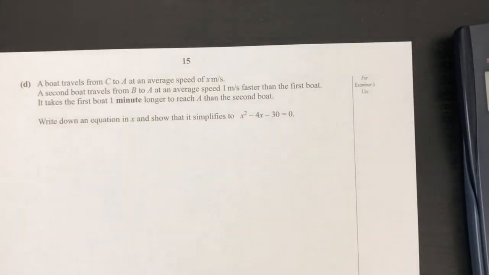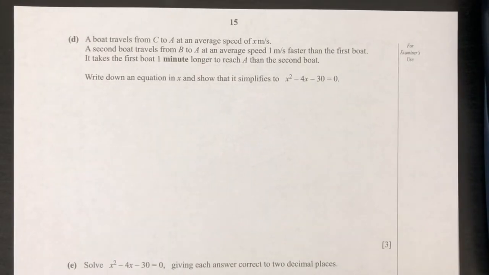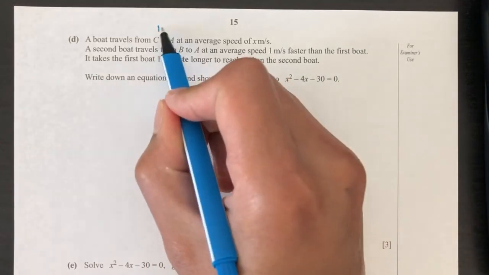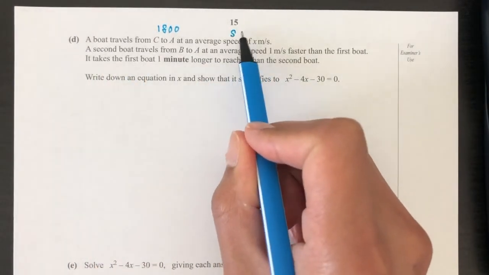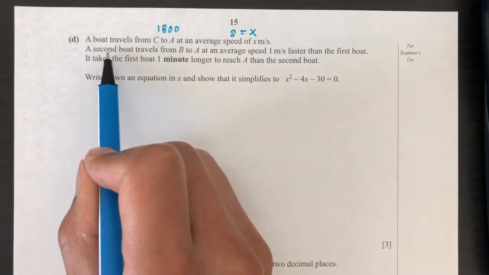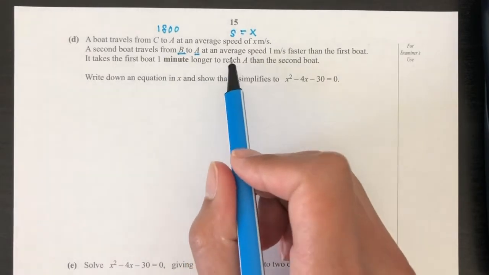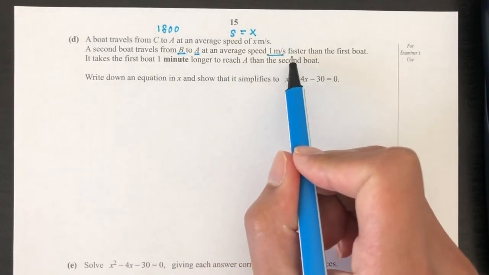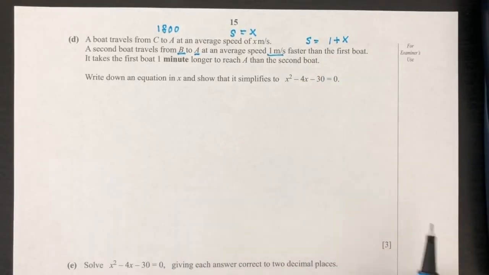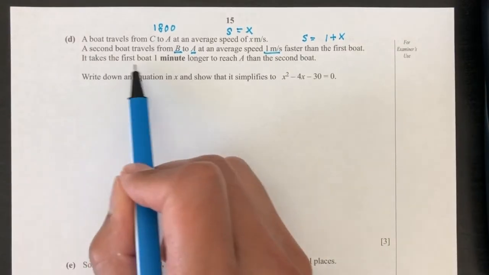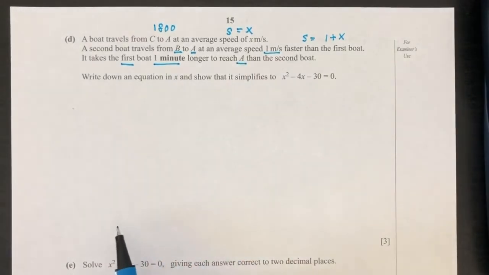Okay, so now let's move on to part D. It says a boat travels from C to A. Distance CA was given to us by 1800. So that's the first distance at the speed of x. Speed is x. Now a second boat travels from B to A. Distance BA was given to us by 1500 at an average speed of 1 meters faster than the first boat. So speed will be 1 faster than the first boat. Now it takes the first boat 1 minute longer to reach A than the second boat.